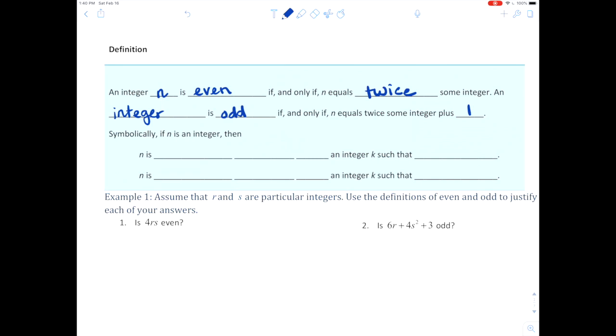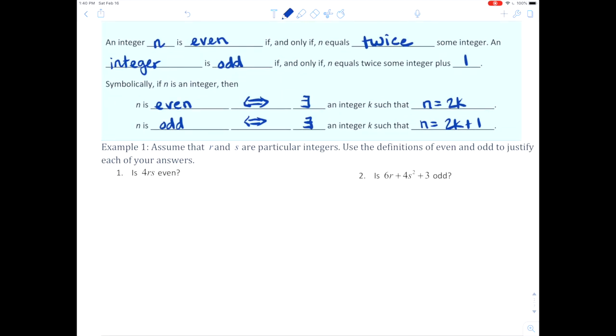So symbolically, we have n is even. This is an if and only if statement, so it's true both directions. There exists an integer k such that n is equal to 2k. So that's math-ese for even. N is odd if and only if there exists some integer k such that n is equal to 2k plus 1. Good so far? All right.